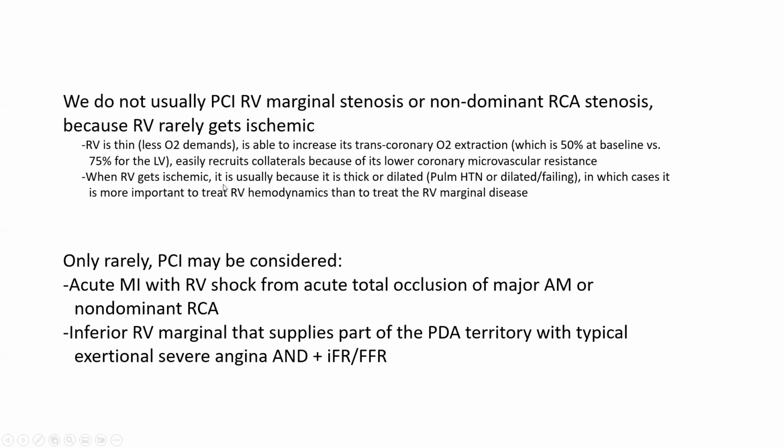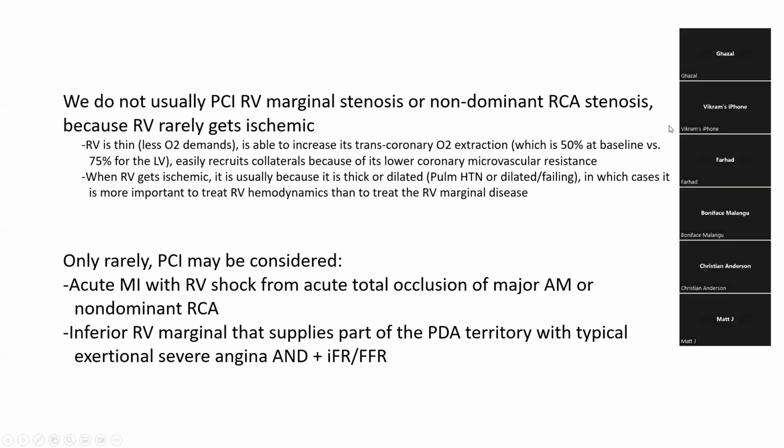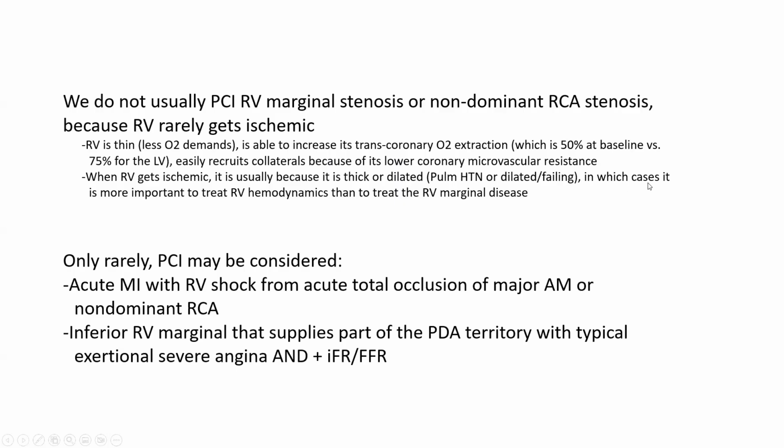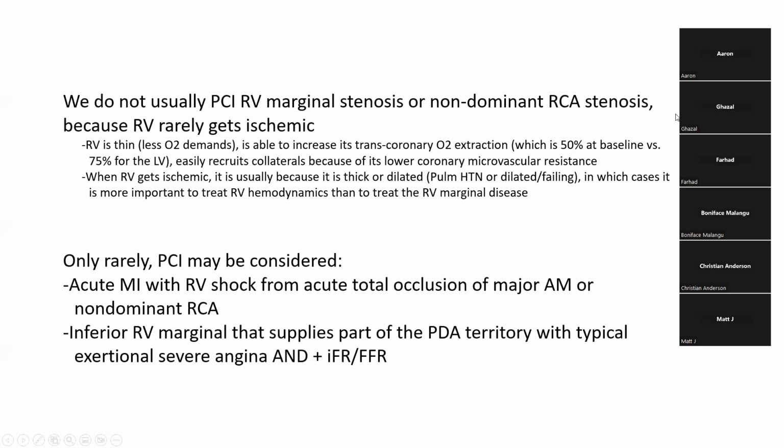And the RV also easily recruits collaterals because of its low coronary microvascular resistance. So when RV gets ischemic, it's usually because it's thick or dilated, in which cases it's more important to treat the RV hemodynamics than to treat RV marginal disease, like in pulmonary hypertension or big dilated failing right ventricle. So only rarely PCI of acute marginal may be considered. Acute MI with RV shock from acute total occlusion of major acute marginal or non-dominant right coronary. And those are the only cases we fix non-dominant right or acute marginal.